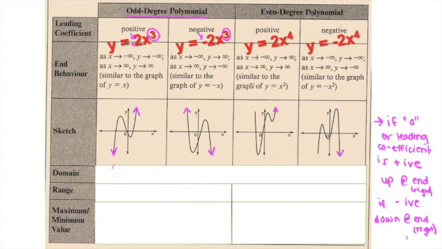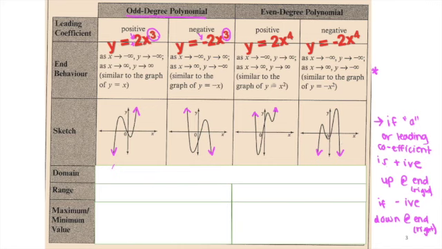Here, as your x's are approaching negative infinity, your y's are approaching positive infinity. And as x's are approaching positive infinity, your y's are approaching positive infinity. Here, as x's are approaching negative infinity, your y's are approaching negative infinity. As x's are approaching positive infinity, your graph is going down, approaching negative infinity. You will get more used to this, but it is the same for every single one of these.